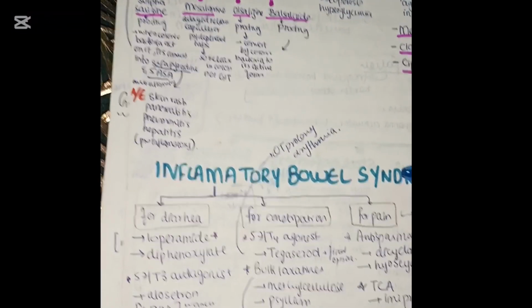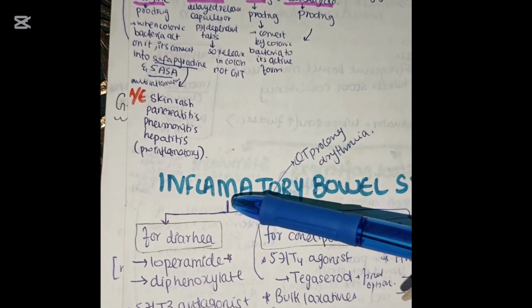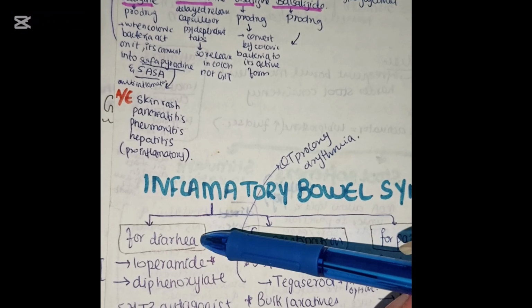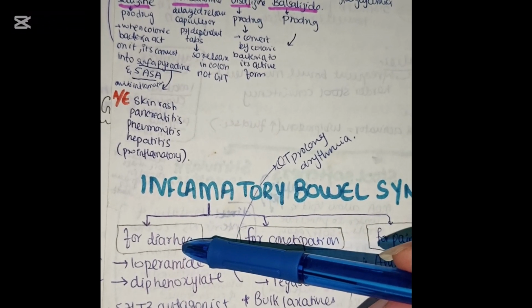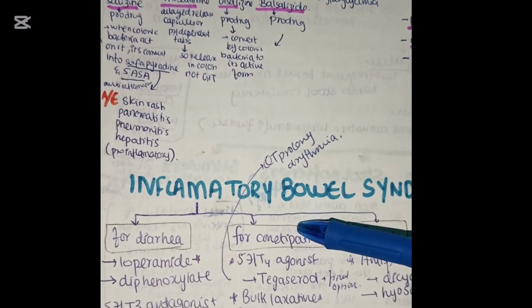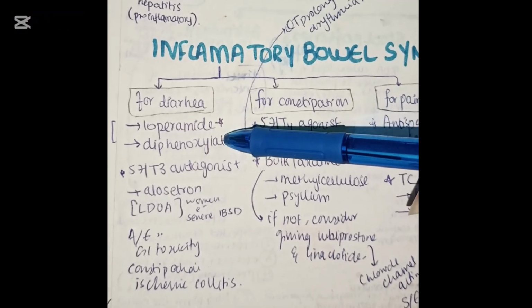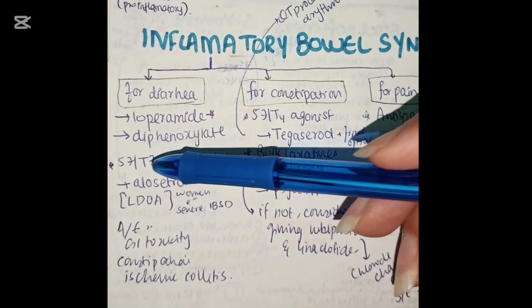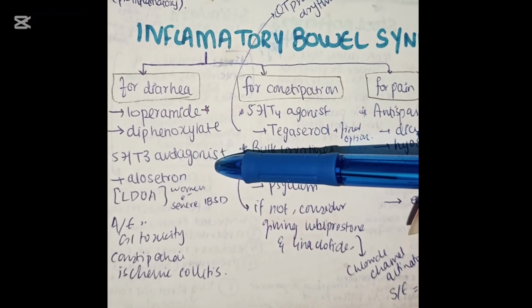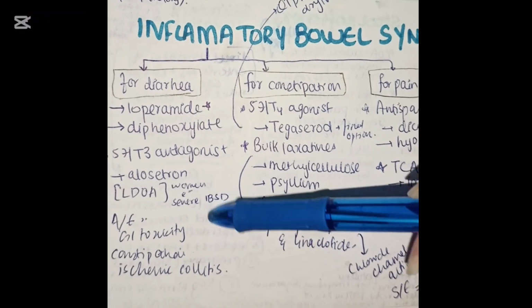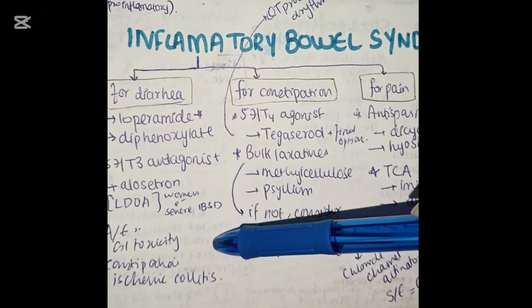IBS does not cause inflammation while IBD does. In this, a person experiences both episodes of diarrhea and constipation, often alternating between the two bowel movements. For treating diarrhea, we use loperamide and diphenoxylate, and alosetron, which is a 5-HT3 antagonist. Alosetron has a long duration of action. Its adverse effects include GI toxicity, constipation, and ischemic colitis.